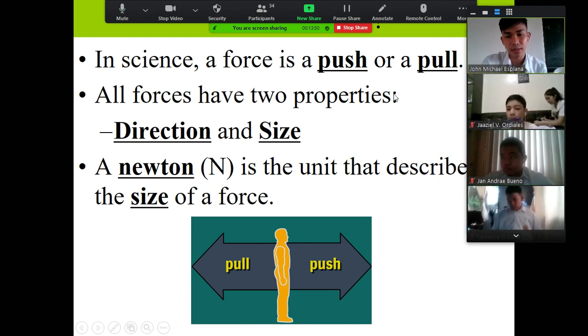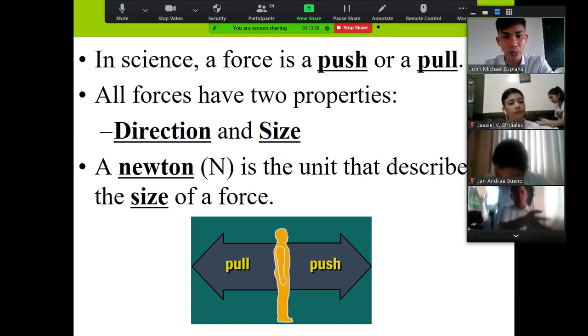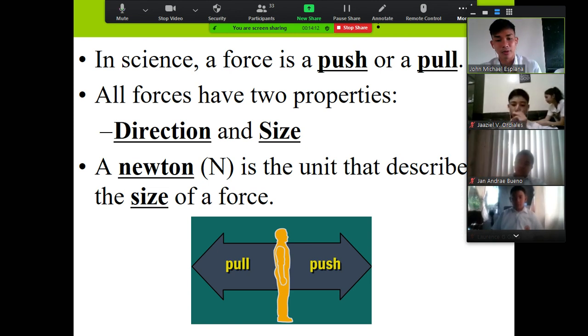So, as I said, in science, a force is a push or a pull. So all forces can be categorized into only two: a push or a pull. All forces have two properties, direction and size. Newton is the unit that describes the size, or the magnitude, of a force. Okay? So, let's continue.